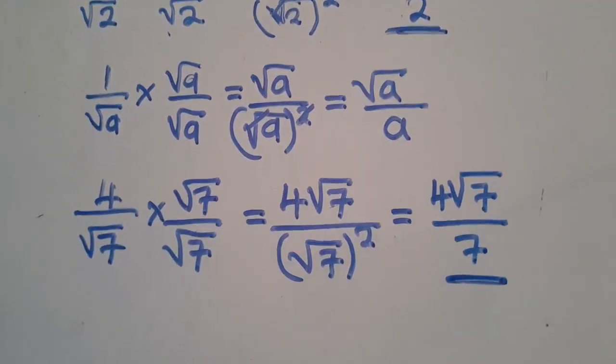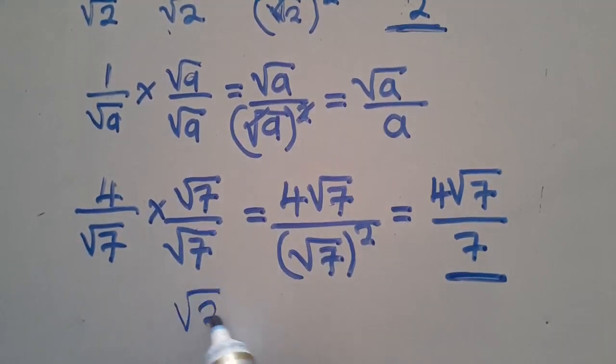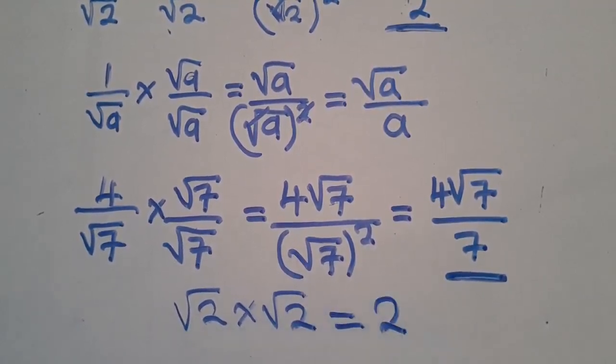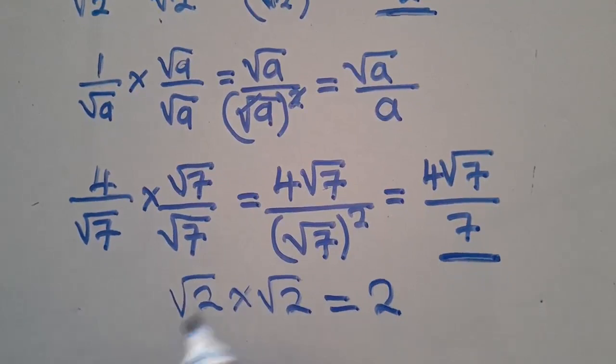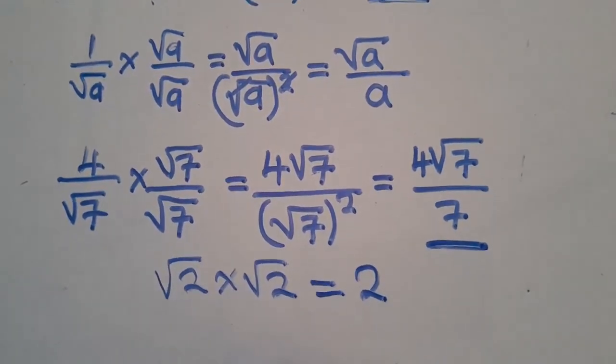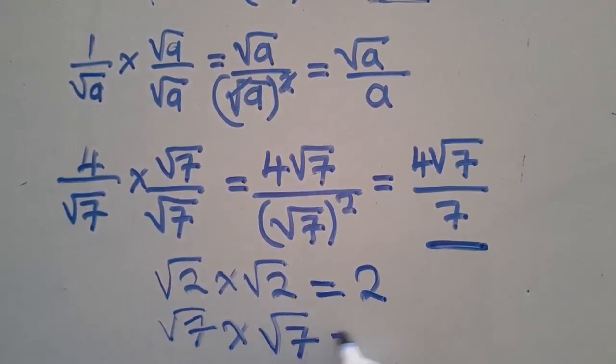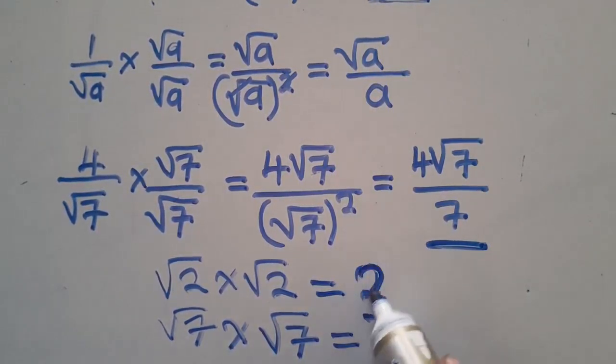What I mean is that when you say root 2 times root 2, your answer is 2. Just the same, when I say root 7 times root 7, the answer is just 7. This is what we get to mean. This is what you need to know and understand. Make sure you understand these two parts.